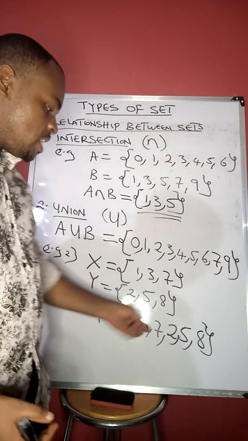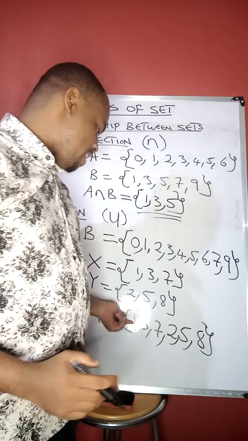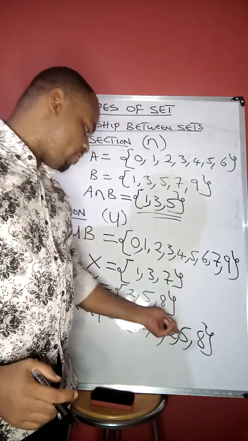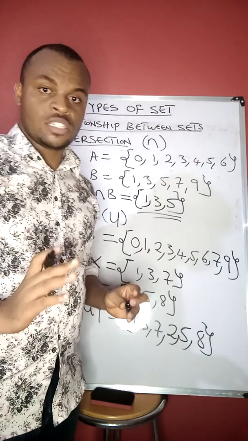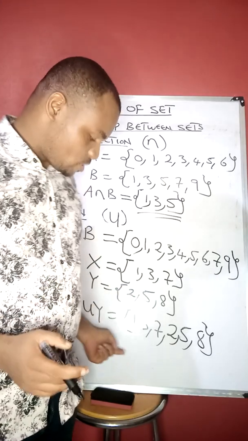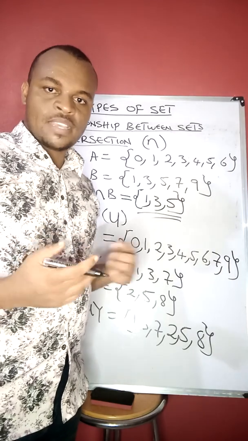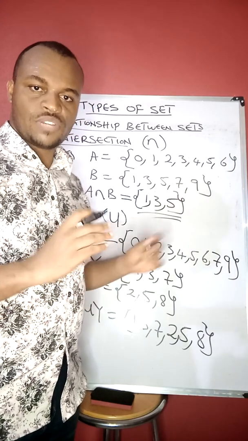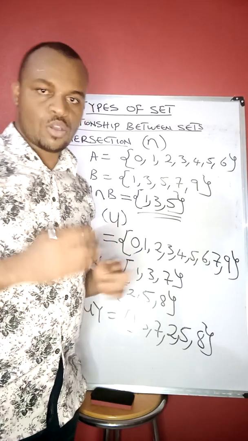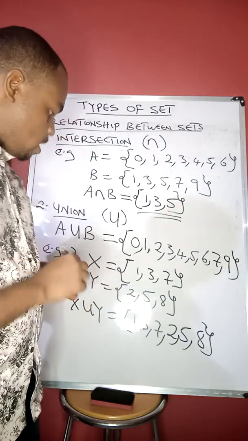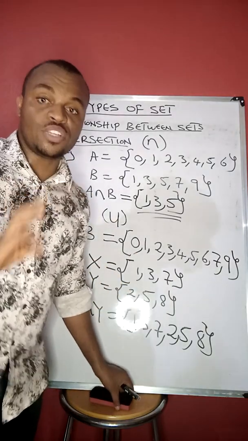Now, irrespective of arrangement, it's always good that you rearrange this so that it follows sequentially. So I'll have 1, 2, 3, 5, 7, 8. But it doesn't matter. Nobody will mark you wrong if you write your X union Y the other way. It's still okay, but just for mathematical accuracy, you rearrange so that it will be in ascending or descending order.